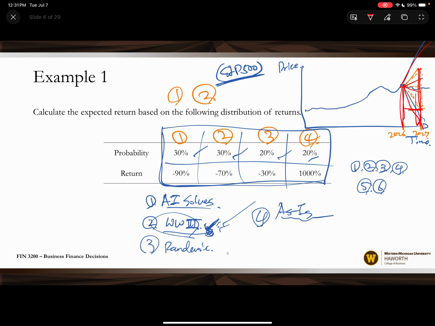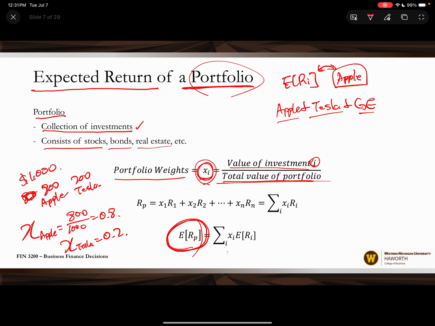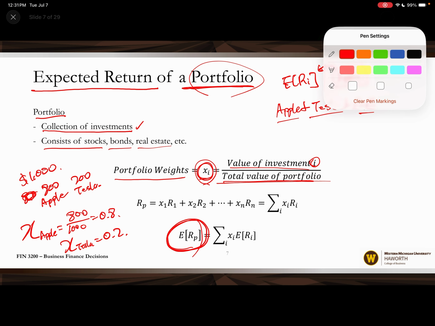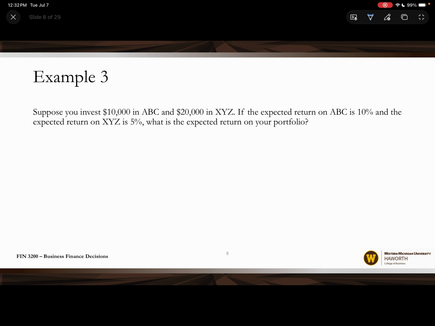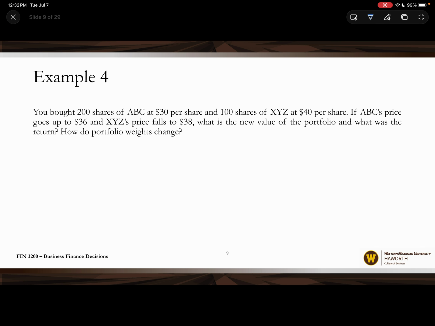So we're gonna do the same thing. The expected return on your portfolio is just the weighted average. How much is in Apple and the return you made in Apple, plus how much is in Tesla times the return you made in Tesla, and then we add everything up. Here we're doing expected returns, but it's the same concept. So using that, we'll do example 3 and example 4.